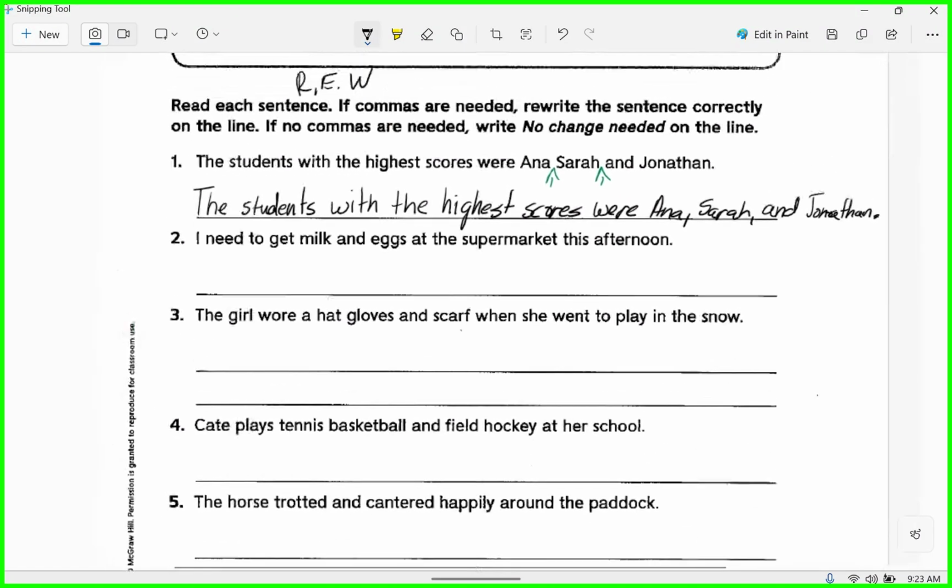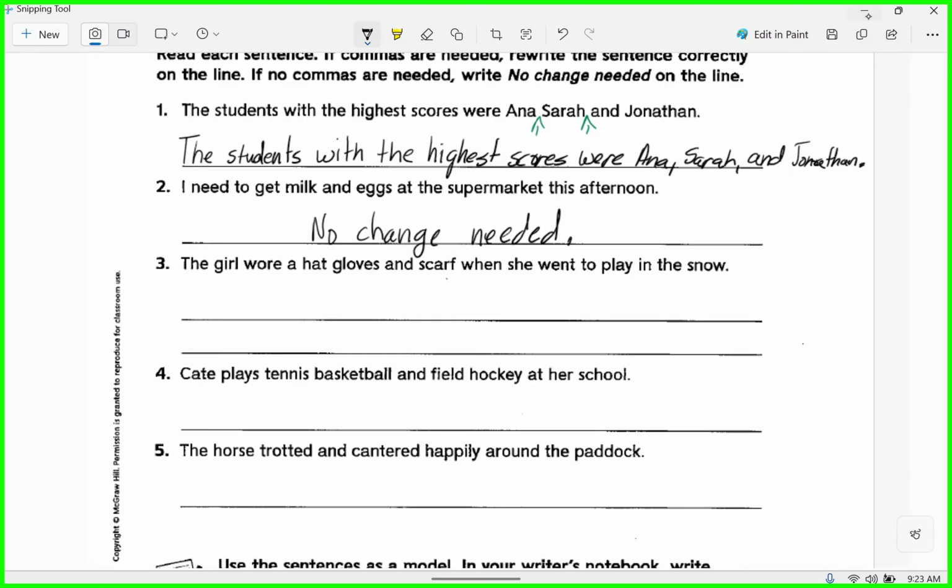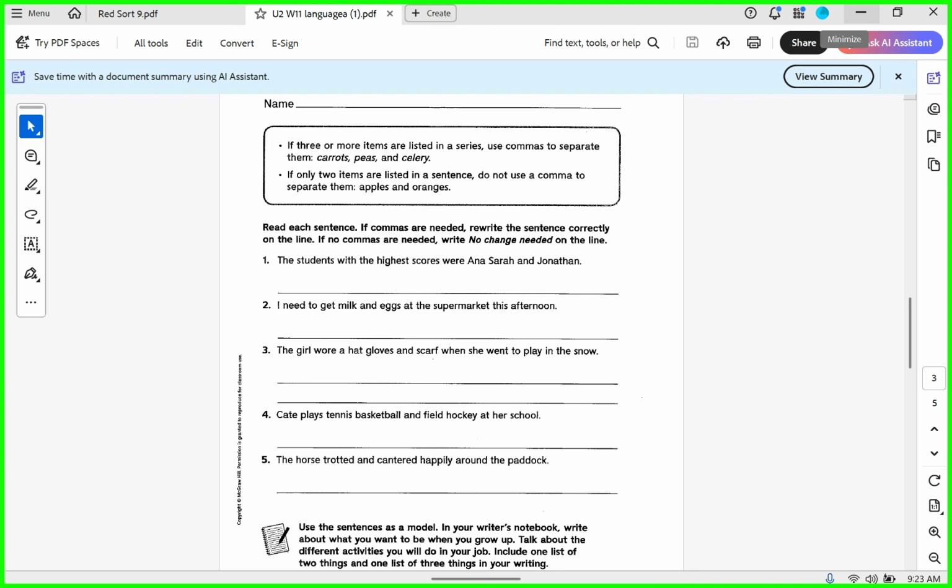Okay. I need to get milk and eggs at the supermarket this afternoon. Do we need anything for that one? No change needed. Okay. Period. All right, you guys do the rest. I'm going to give you some time at your seats right now to go work on that. Go ahead, go.